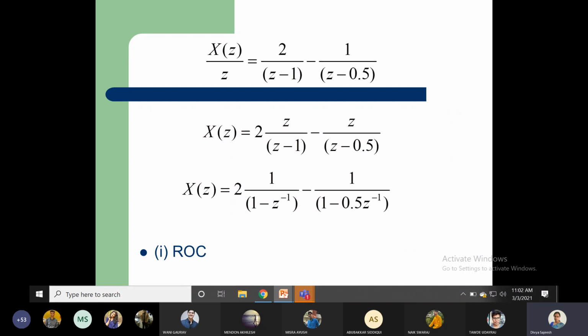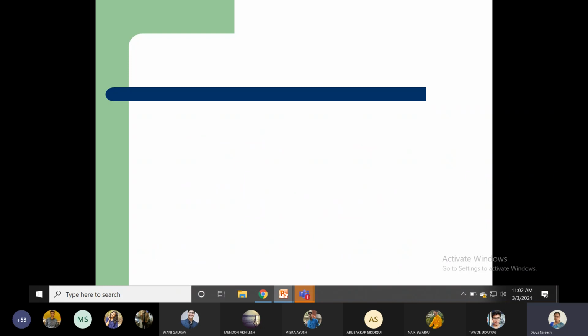So the first case given is ROC should be greater than 1. Out of 1 and 0.5, which is the highest pole? 1. Okay, so the given condition is that the region of convergence should be greater than the highest pole. So it is the case of a right-sided signal. So you have to obtain the inverse Z transform for a right-sided sequence. That you have to keep in mind.